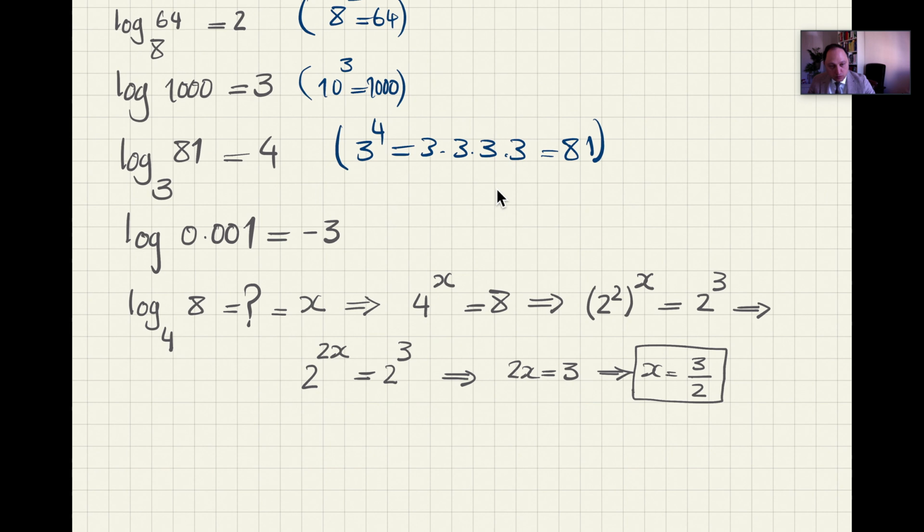Some of them are not easy to guess. If that's the case, you shouldn't be in a hurry. You just write it equal to x, use the definition of the logarithm, and try to find the value of x. Is that understandable? Yes. Okay, so let me ask you one more question before the lesson ends.